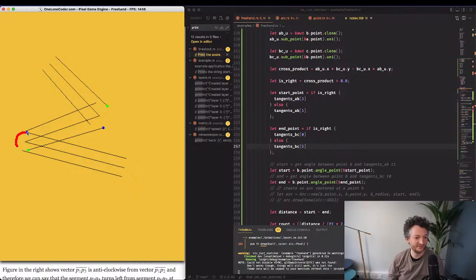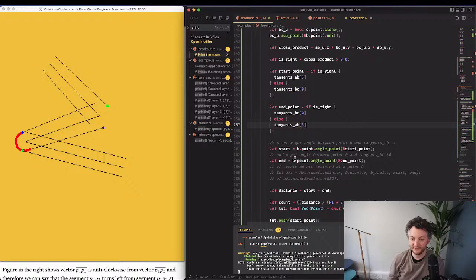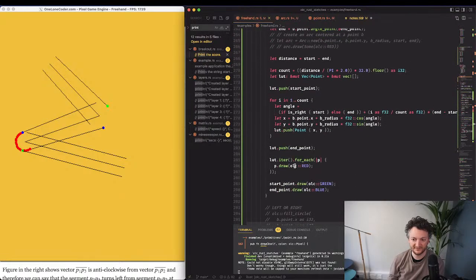Or is that even right? Or would I want it to start from BC 0 and go to AC 3 or AB 3? Ah, that looks more correct. I think we're still drawing it wrong, but it's not bad, actually.